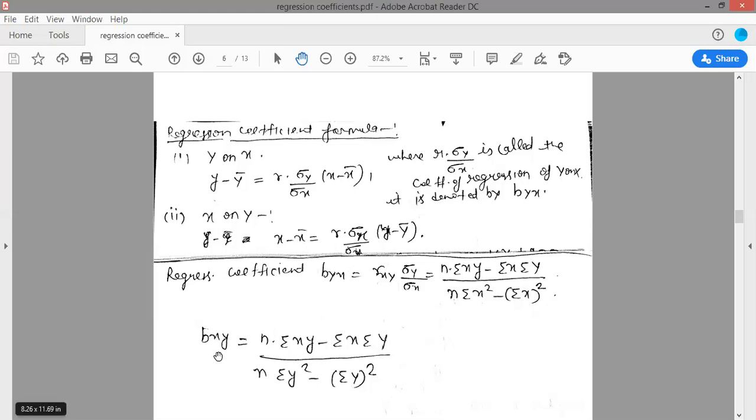Now the regression coefficient for the line x on y. Along the line x on y, it is n into summation xy minus summation x summation y. The numerators of both formulas are the same, but the denominator changes: n into summation y square minus summation y whole square. In b y x, your denominator is in x form, like whole x here, and in the x on y line, whole y is here, right?